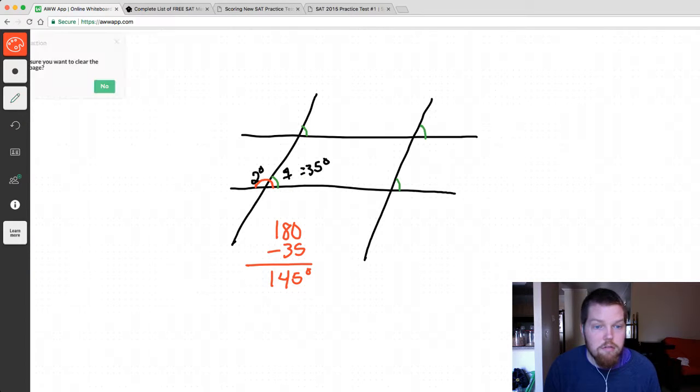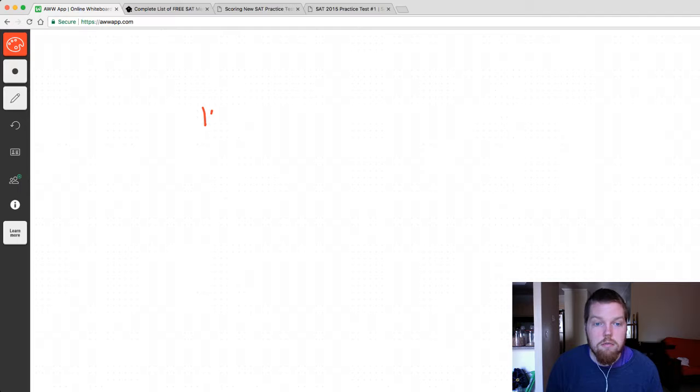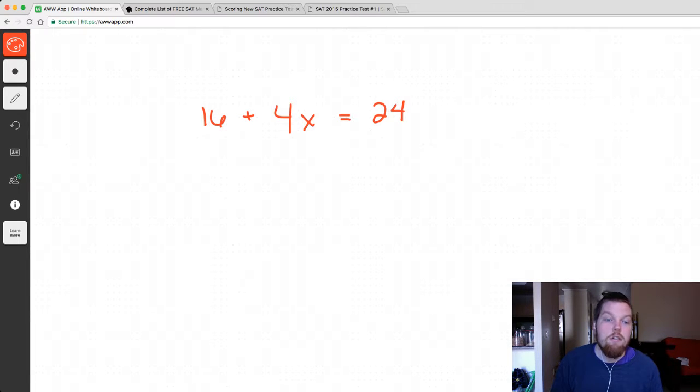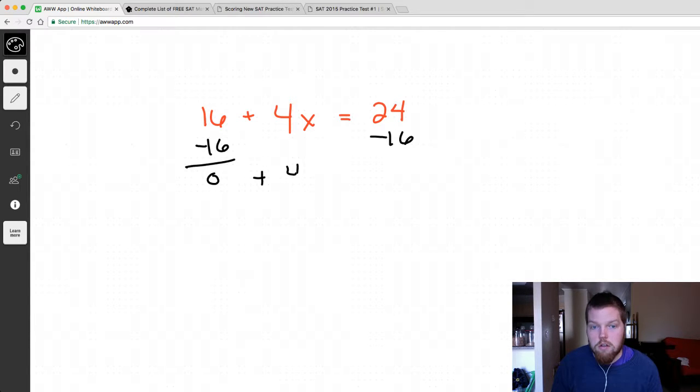Let's clear this off. 16 plus 4x equals 24, because 24 is 10 more than 14. So let's solve for x here. In order to solve for x, we're going to subtract 16 from both sides. That'll cancel and equal 0. And 24 minus 16 is 8.